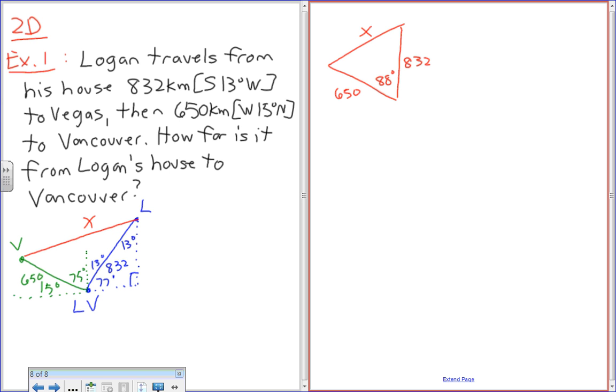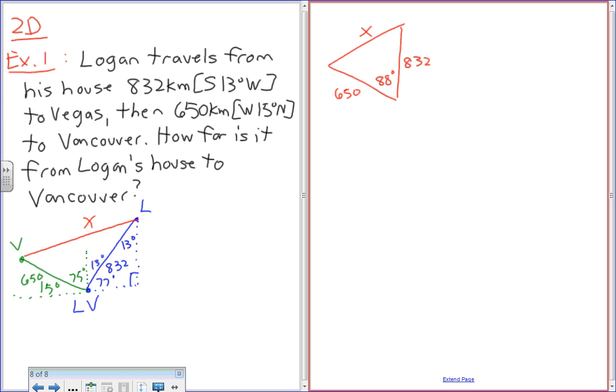Okay, here we go. So, how do I solve for X? Did you do the sine law or the cosine law thing? Which one would it be, sine law or cosine law? It is cosine law, okay?